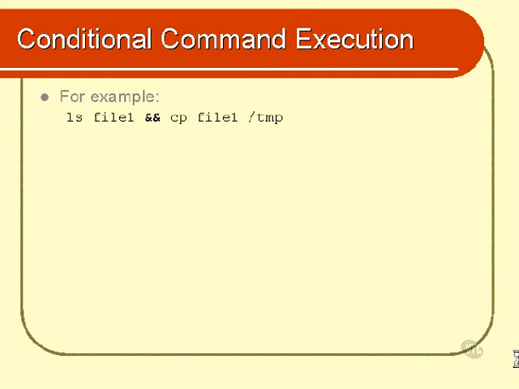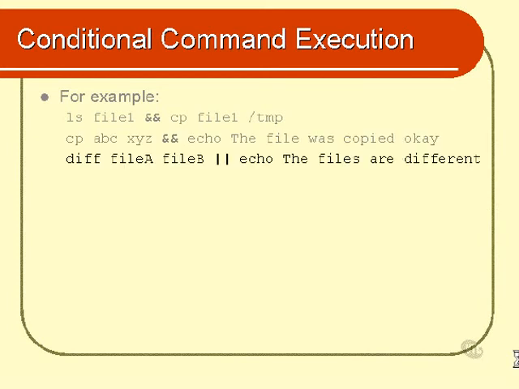So if you wanted to read that line in a human readable way, you would say run the ls program, check to see if file1 exists, and if it does, copy it into the /temp directory. Another way you could do it is you could say copy abc to xyz, and if that succeeds, then put out a message saying the file was copied OK.